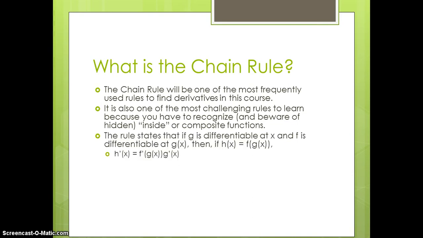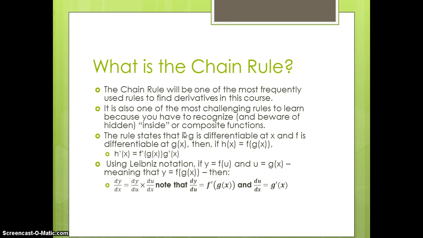The rule states that if a function g is differentiable at x, and if f is differentiable at g of x, and h of x is f of g of x, so a composite in other words, h prime is equal to f prime of g of x times g prime of x.